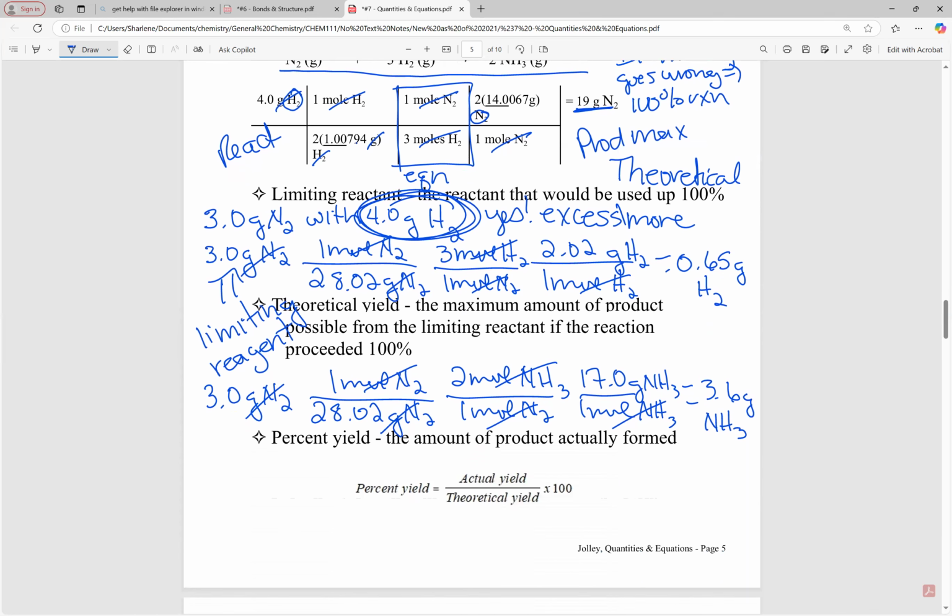Now, percent yield, you actually have to know the experiment. You go into the lab, you do this reaction, and how many grams do you really get? Okay, so I'm making this number up. I made 2.3 grams of ammonia. So the percent yield is basically how good did I do. So you take your actual, you divide it by your theoretical, and multiply it by 100. In this case, ooh, 63%.